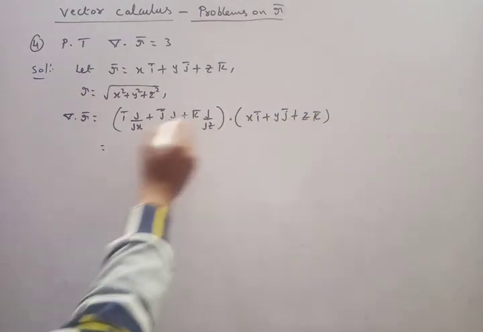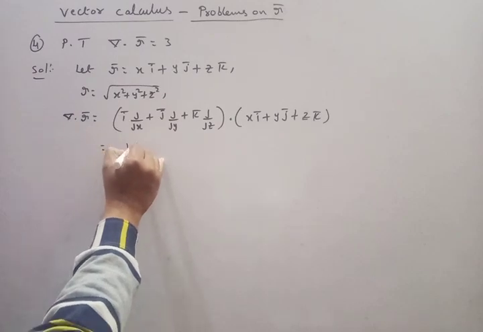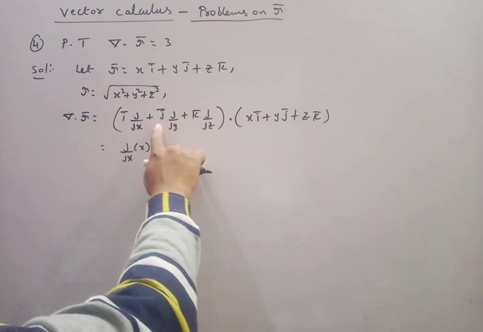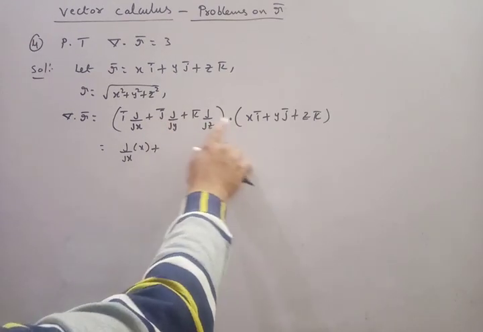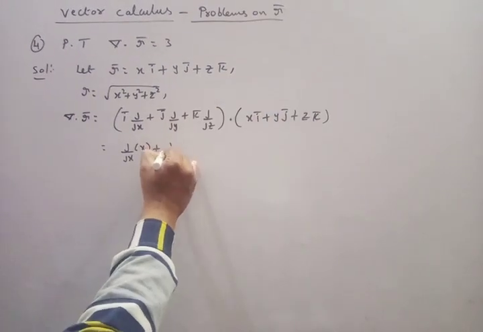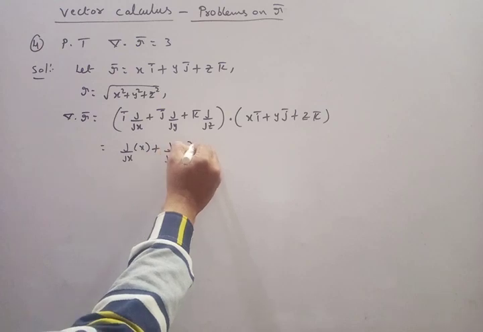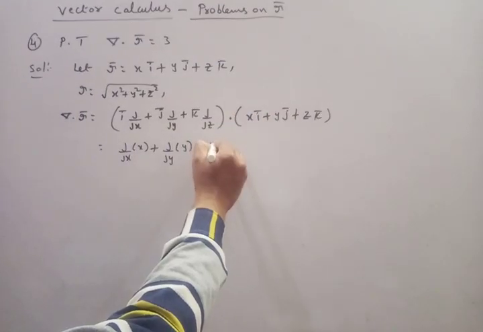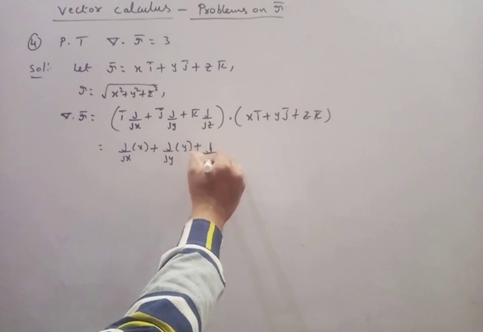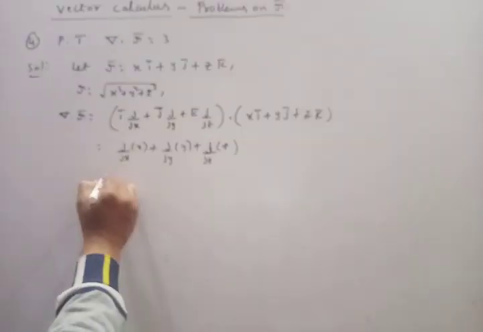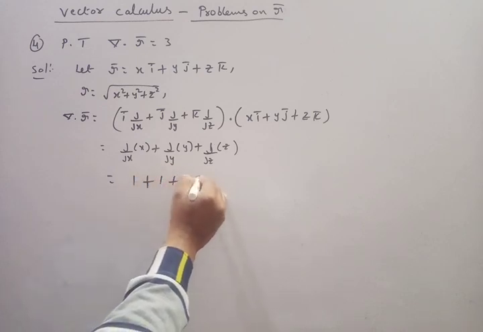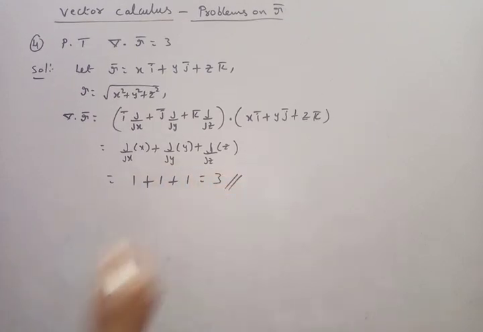So i bar dot i bar is 1. So what we get here? ∂/∂x of x, j bar remaining 0, j bar dot i bar 0, j bar dot j bar 1. So ∂/∂y of y, so remaining 0, k bar dot i bar 0, k bar dot j bar 0. So we get ∂/∂z of z. So ∂x/∂x is 1, ∂y/∂y is 1, ∂z/∂z is 1. We get 3. Correct?